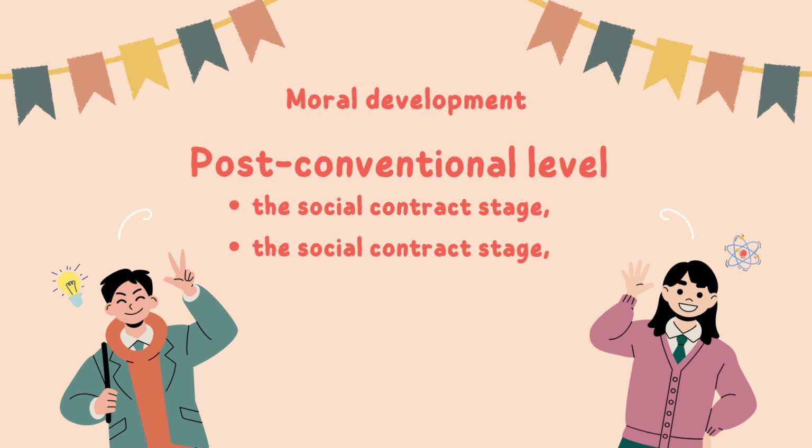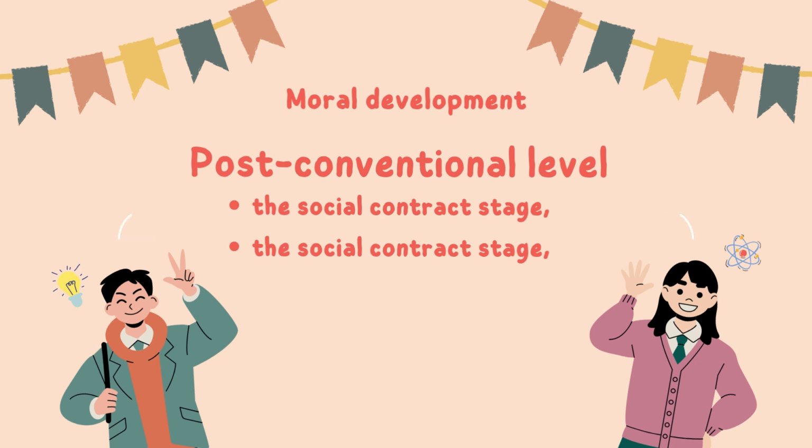And the last, Stage 6 universal ethical principles. Decisions are based on internal moral principles, like fairness and equality, even if they conflict with laws. Think of civil rights leaders like Mahatma Gandhi, who prioritized human rights over unjust laws.